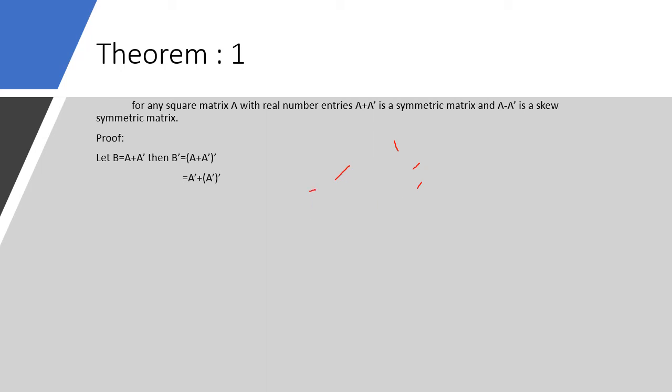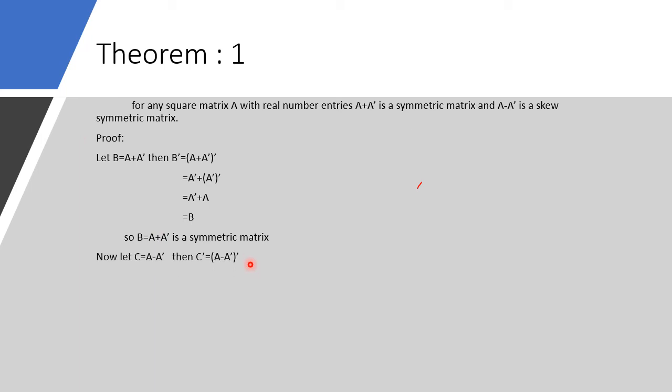So (A plus A dash) whole dash, that means A dash plus A dash dash. Now another property you know: the transpose of a transpose will give you A. So it is A dash plus A. Now you know that order is not important in addition, so you can write it as A plus A dash, and it is B. So what you are getting is B dash is equal to B. That means B, that is A plus A dash, is a symmetric matrix.